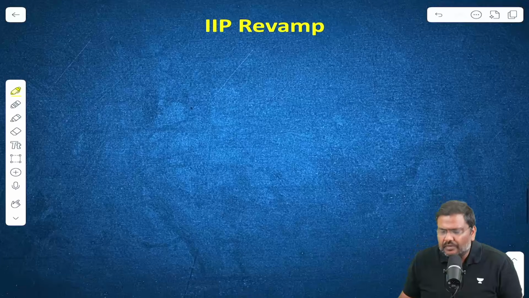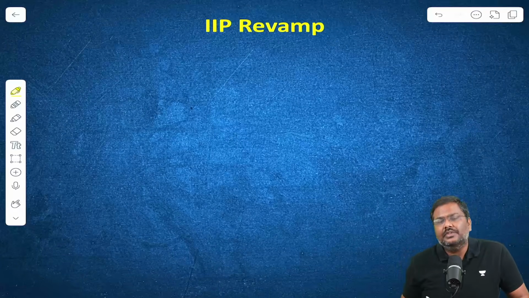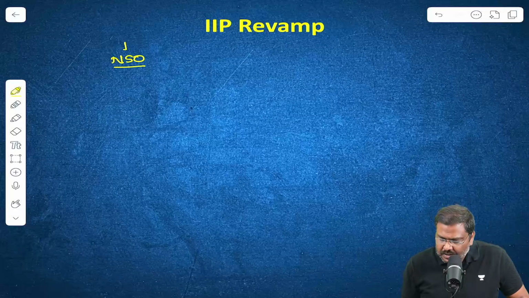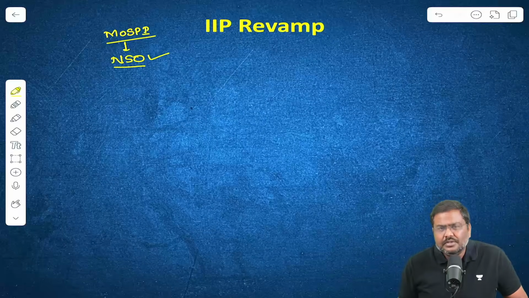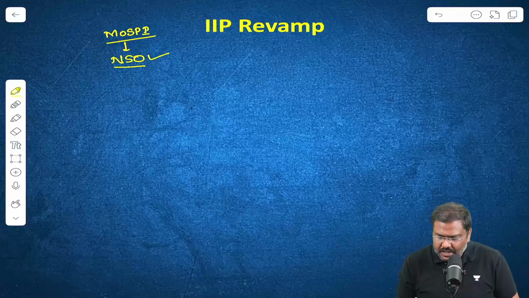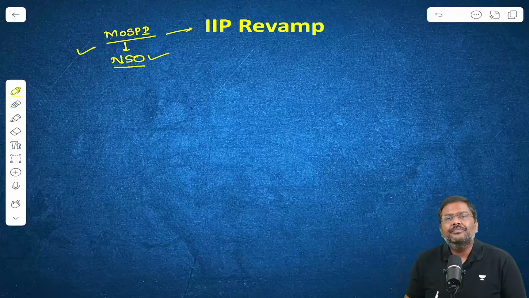But when I say government of India, which is the authority that is responsible for publication of this? It is the NSO, which functions under the Ministry of Statistics and Programme Implementation. So the National Statistics Office, which is responsible for publication of multiple other indicators, is also responsible for the publication of the monthly IIP.